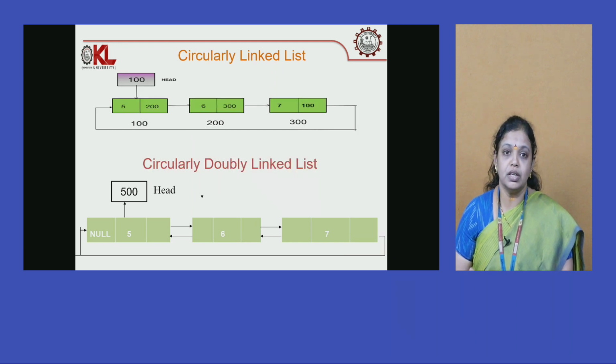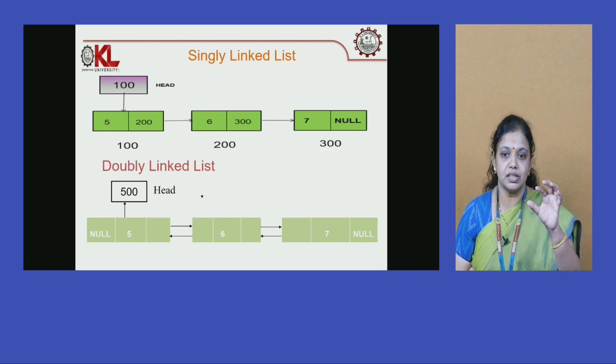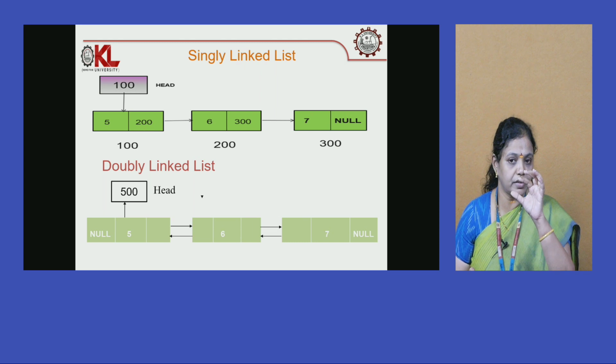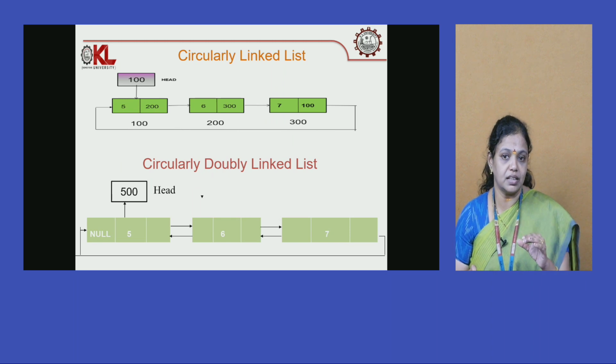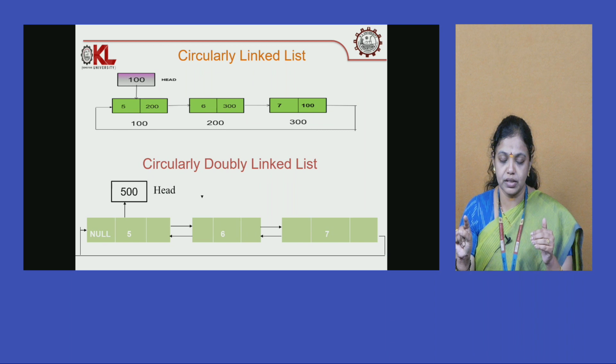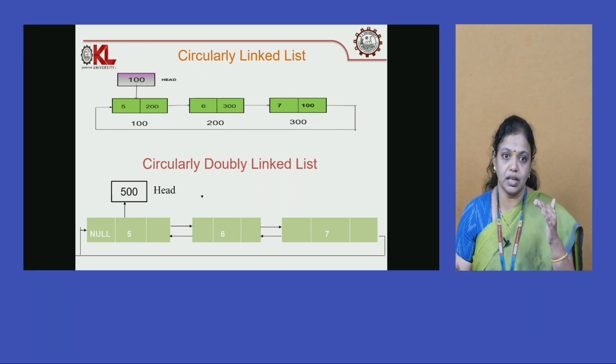The third and last one is the circularly linked list. If you see the previous slide, the address part of the last node is null. But in a circularly linked list there is no concept of null. The last node gets connected to the first node. That is why it is called a circularly linked list, and there is no concept of null.